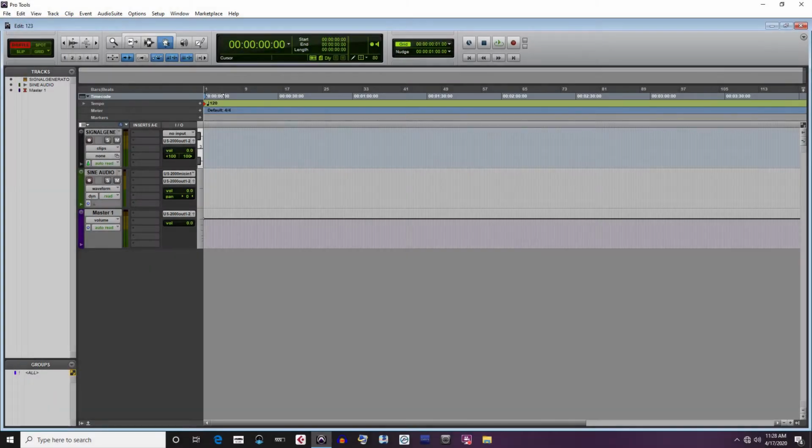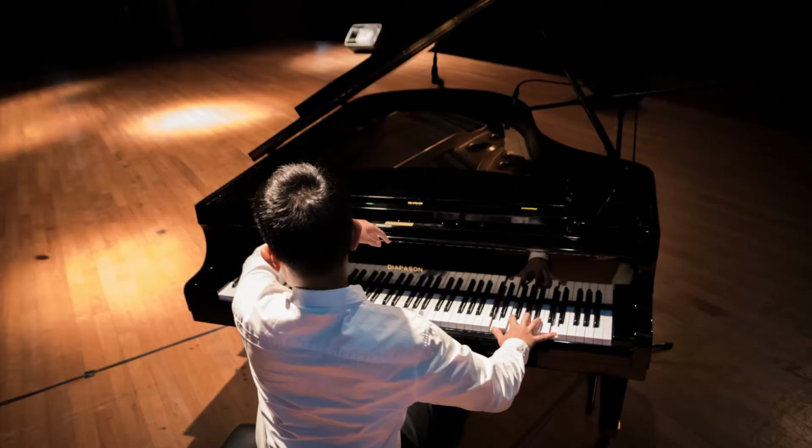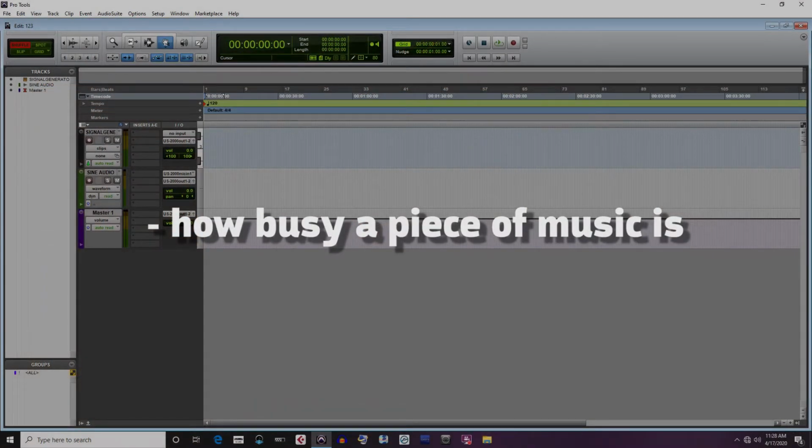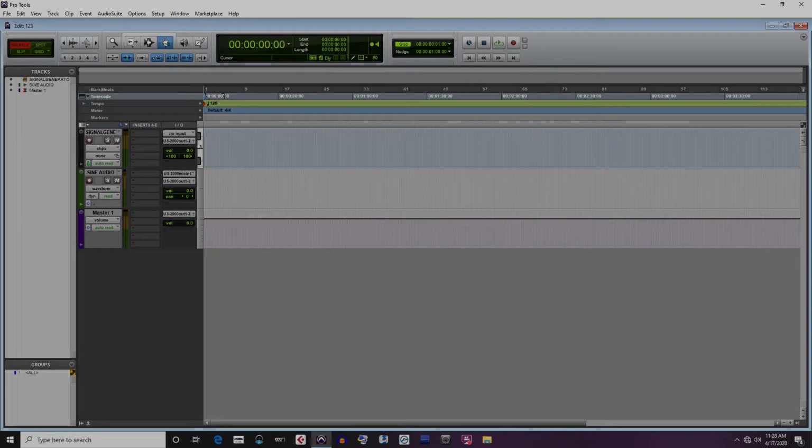Most listeners would agree that the second arrangement is way more dense than the first one. In this respect, how busy a piece of music sounds can refer to its density, if for no other reason than there are way more pitches being played during the same amount of time passing.